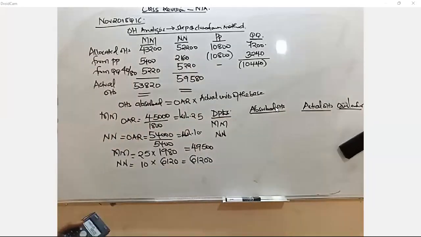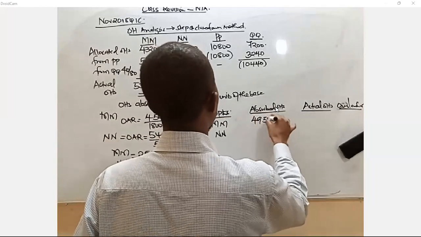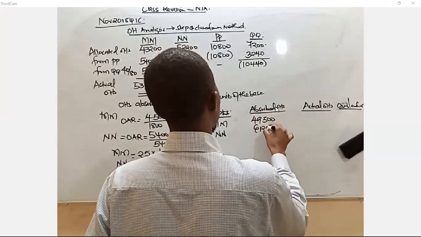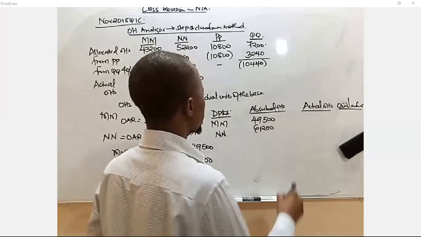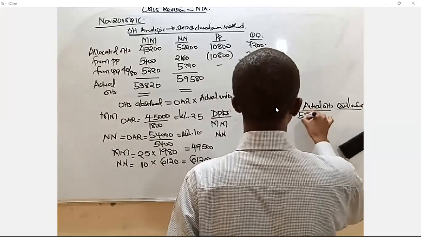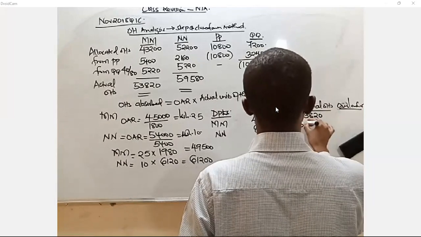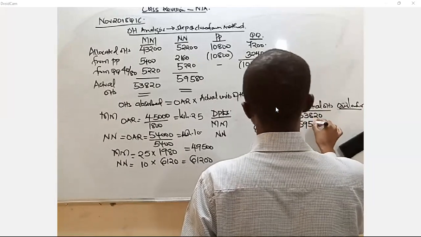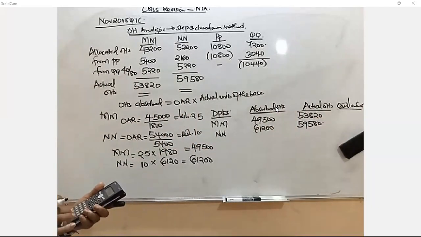Absorbed overhead, do we have what? So the absorbed overheads, I can see the first one we have 49,500. Then we have 61,200. So the actual overheads we have 53,820. Then we have 59,580. So the first one will be over or under absorbed.